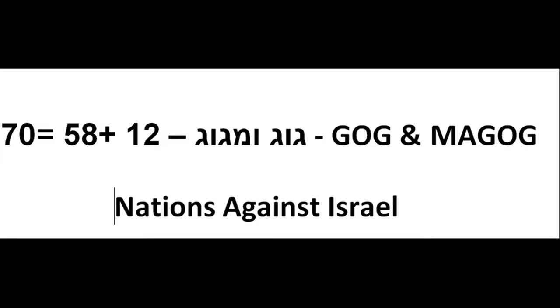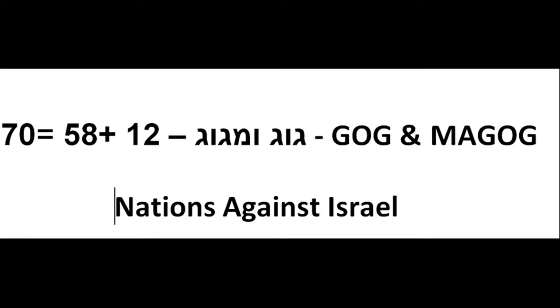There are a lot of opinions, but I'll cite the one brought by the Vilna Gaon, the gematria of Gog Magog. The numerical value of Gog is 70. 12, Gog Magog, 58, 70. That is the gematria of Gog Magog, and those are nations against Israel. Why 70? Because this is the basis, with lots of explanation. There are more nations, but the basis is 70.